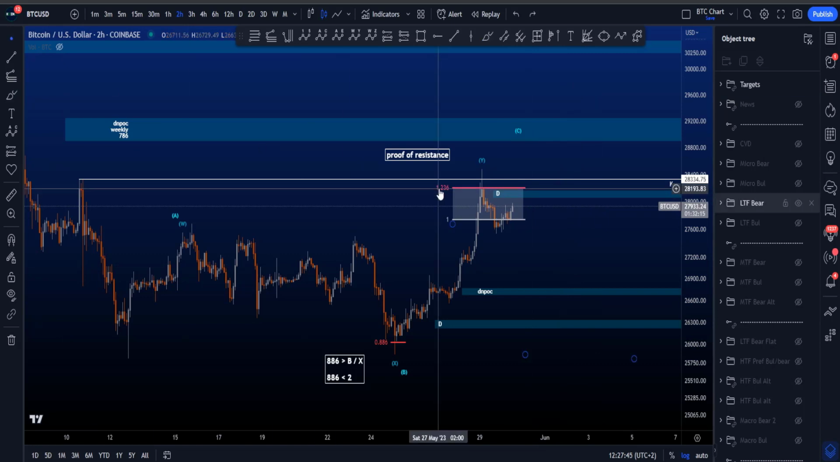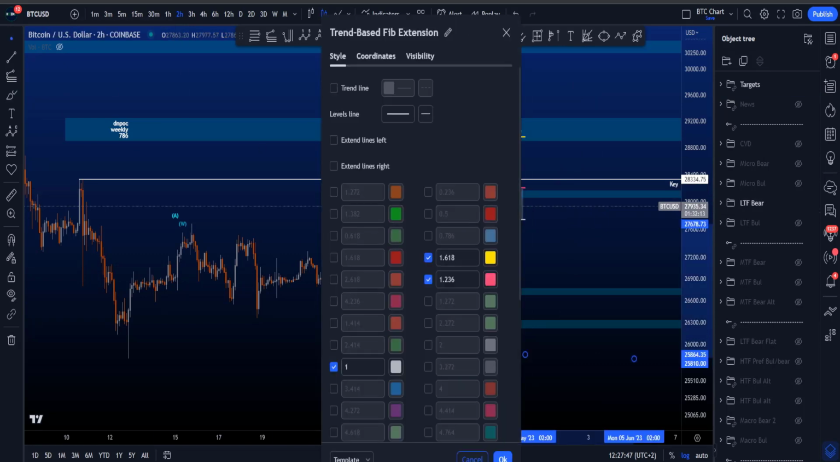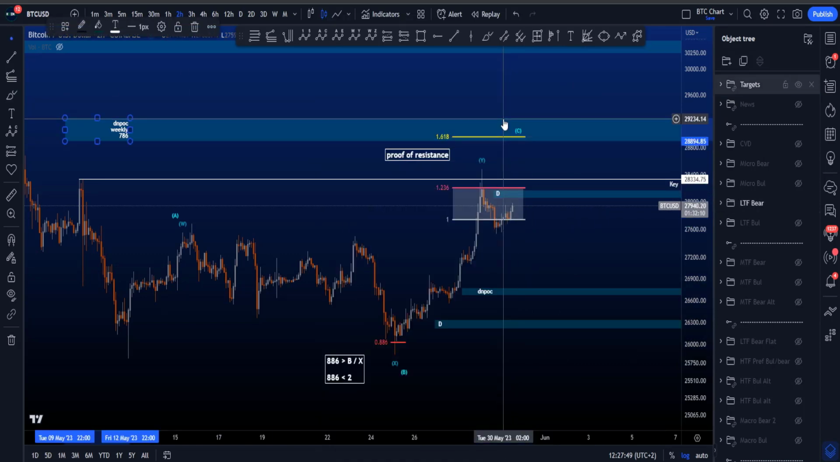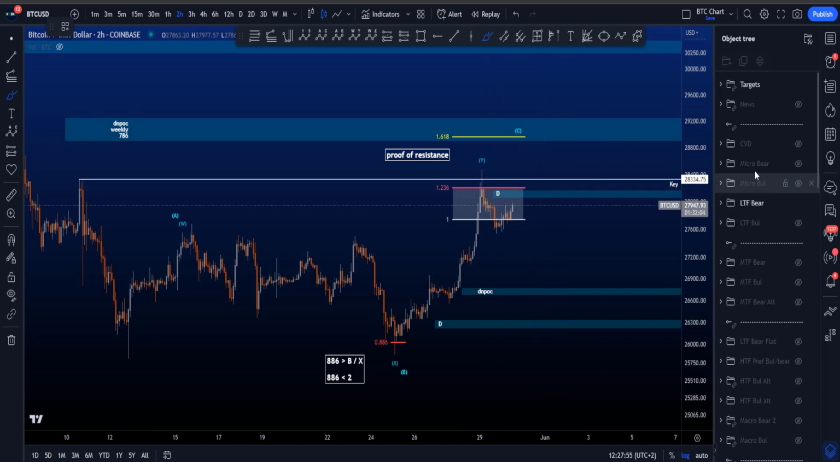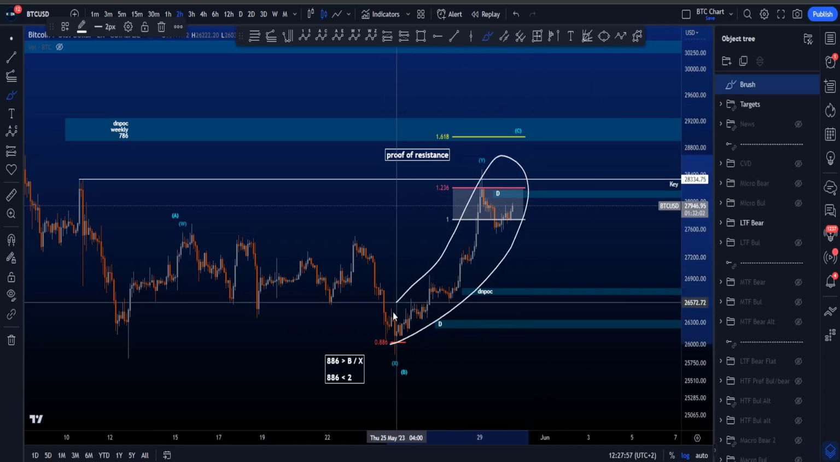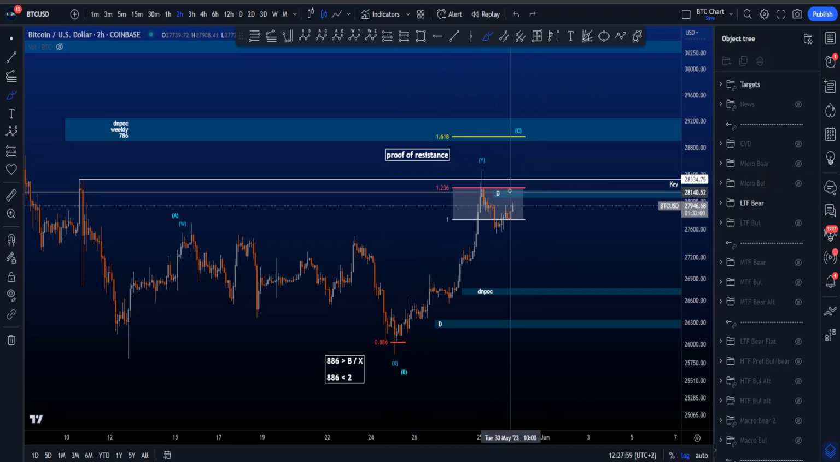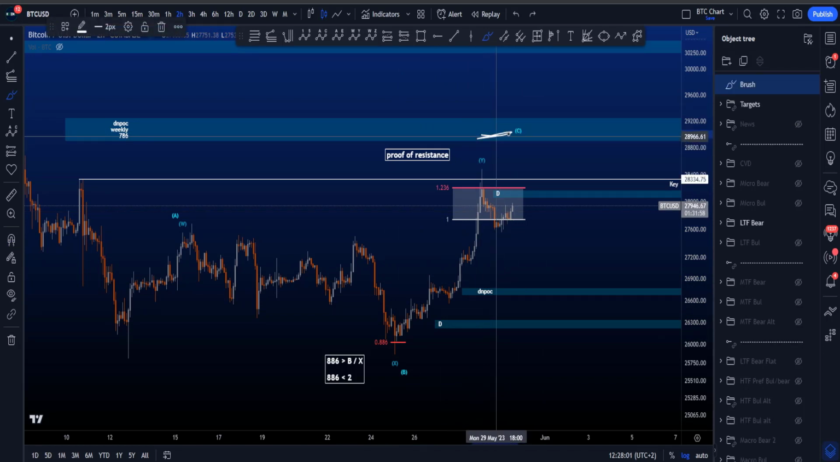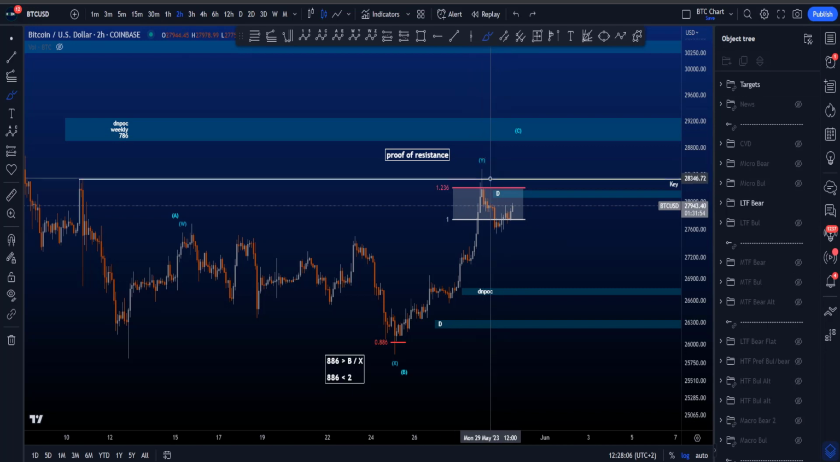A rare target for a wave Y, however, is the 1.618, sitting in the target box right above price at the moment between 28.9k and 29.2k. However, with the micro bearish scenario that I'm going to show you of this move to the upside, it is not favorable at all to see price in a wave Y moving to the upside. So honestly, in this wave Y, you want to see a continuation to the downside.